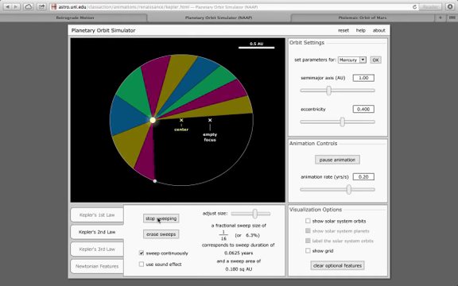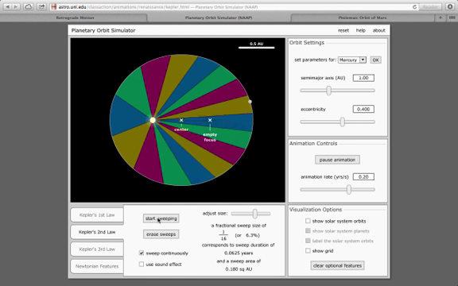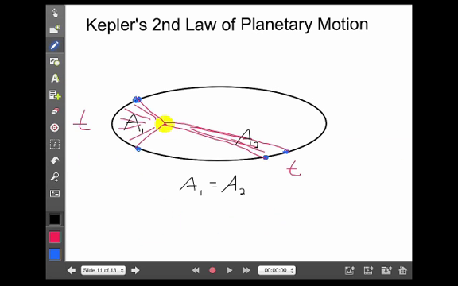And again, that has to do with, first of all, the first law, the idea of elliptical orbits, and then the way orbital velocity actually works. So that's basically Kepler's second law of planetary motion. A planet in orbit sweeps out equal areas in equal time frames.